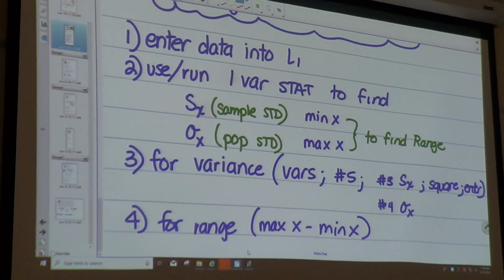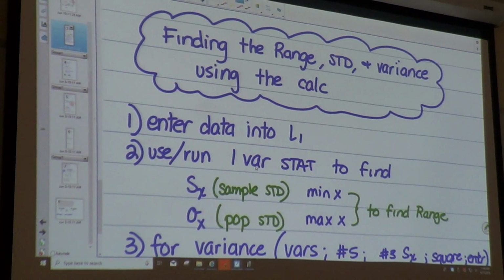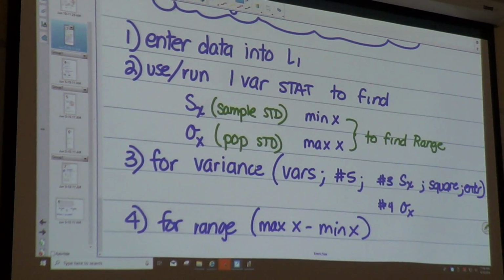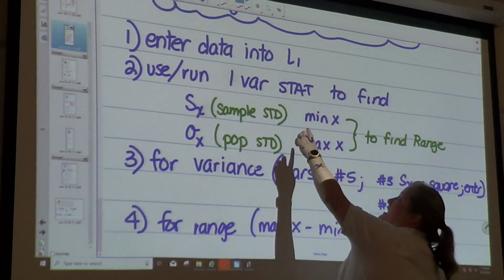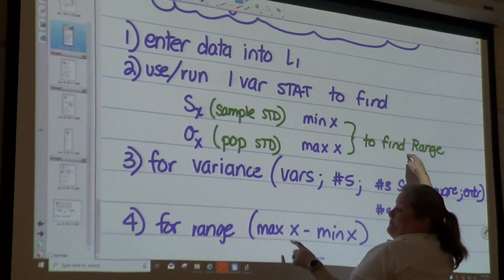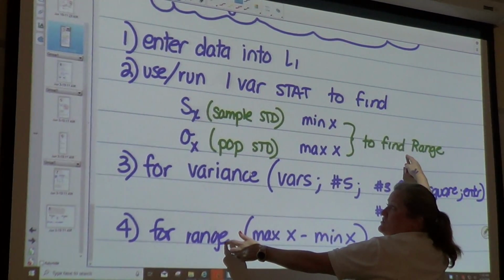All right, we just did a problem. These are the steps of the problem that I did before. It says find the range, the standard deviation, and the variance using a calculator. So this is what we did on the previous page. We entered our data into L1. We did 1-Var Stats. Our max and our min are going to give us our range. Max minus min gives us our range.